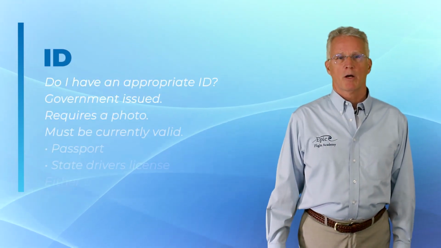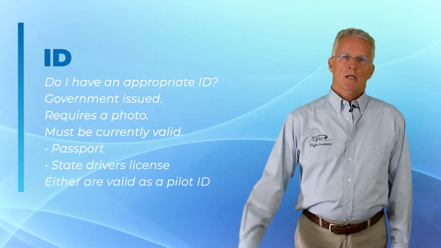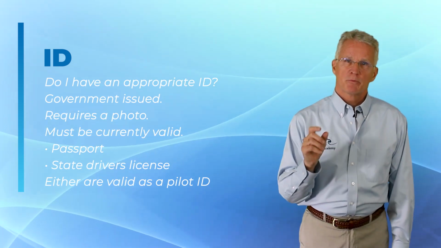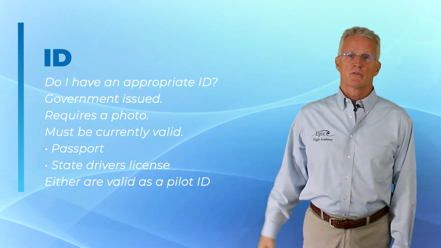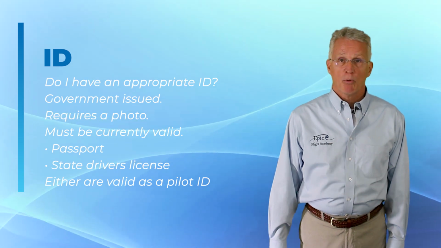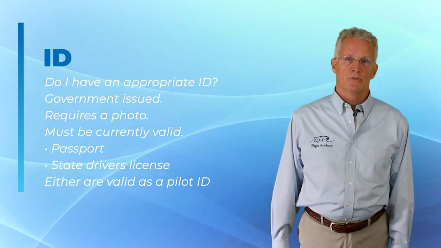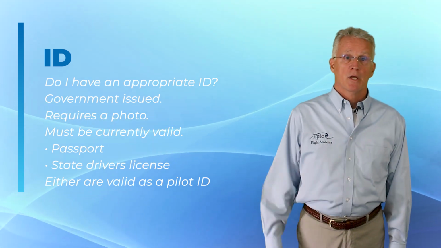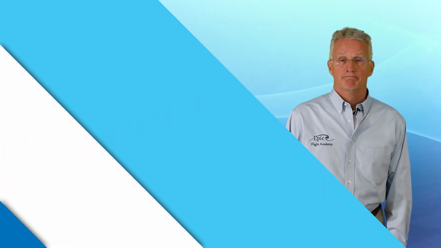Finally, take a look at this slide. As we discussed the pilot, now we want to talk about a valid government-issued ID. Well, what does that mean? It means it must be government-issued, there must be a photograph, and it must be currently valid. Now, two examples you can see on the slide. The United States passport is commonly used. That's a federal document. And state driver's licenses are also commonly used. That's a state document. Either one of those is considered valid as a pilot ID.